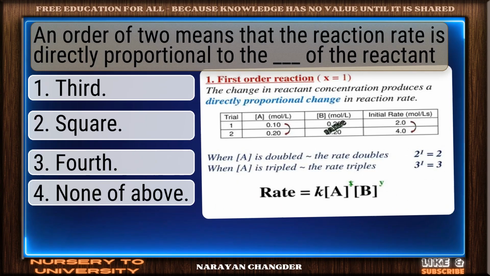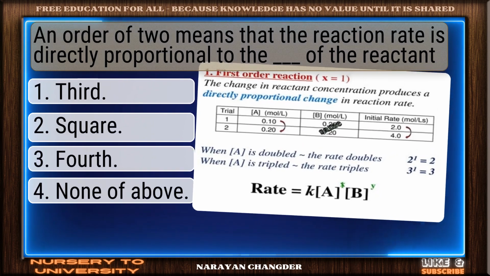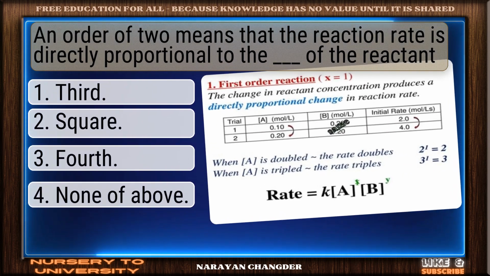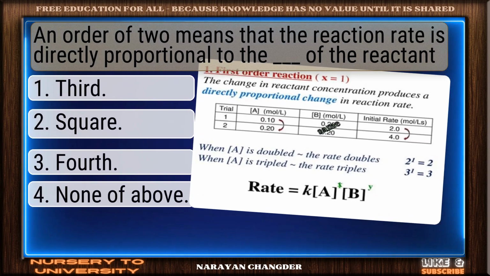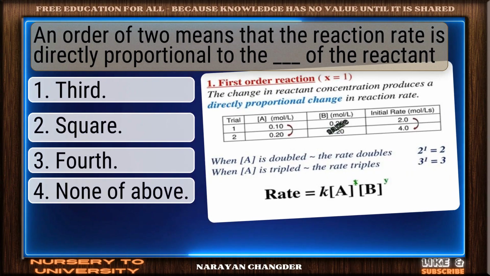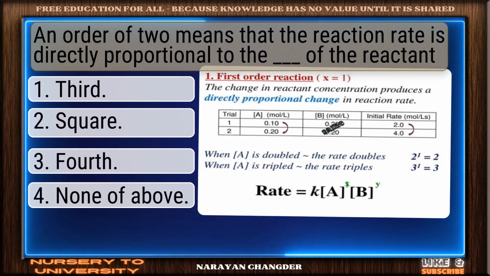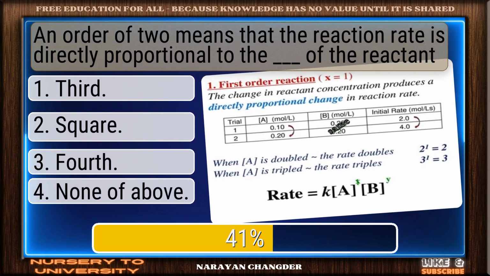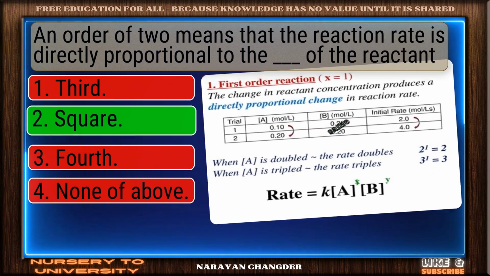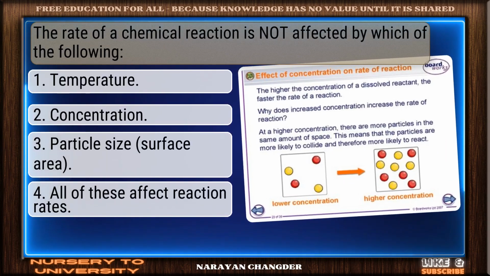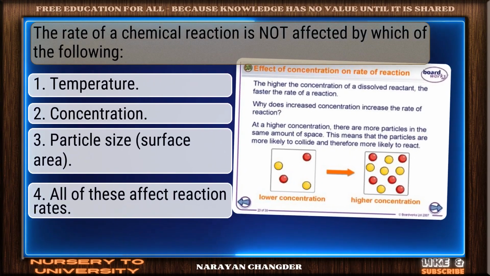Exactly. An order of 2 means that the reaction rate is directly proportional to the dash of the reactant. Option 1, third. Option 2, square. Option 3, fourth. Option 4, none of above. Spot on. The rate of a chemical reaction is not affected by which of the following?